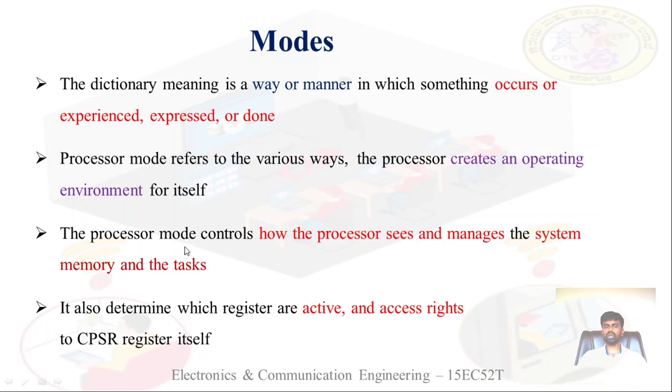The processor mode controls how the processor sees and manages the system memory and the tasks. It also determines which registers are active, and which registers have access rights to the CPSR register itself. So this is about processor modes.